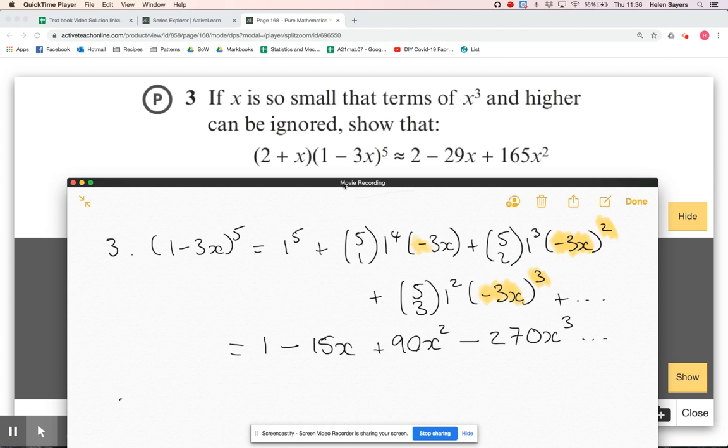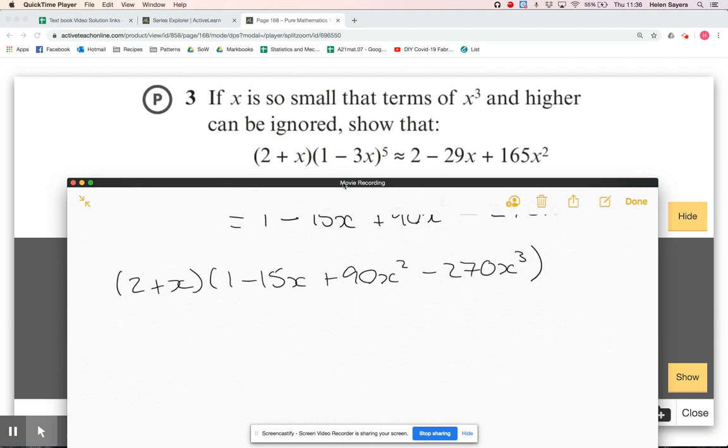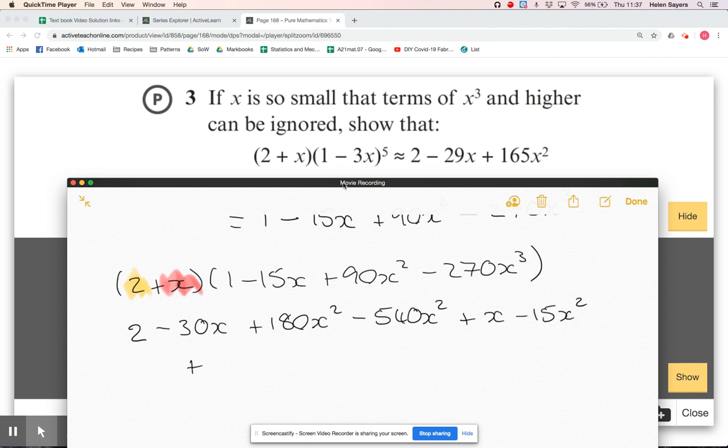So then it really just becomes being careful with algebra. So I then want to multiply that by 2 plus x. So it's 2 plus x times 1 minus 15x plus 90x squared minus 270x cubed. And you can use whatever method you like. You can use the grid method, that's a nice way of keeping it organised. I'm going to just multiply through by the 2. So I'm going to have 1 times 2, minus 15x times 2, plus 90x squared times 2, minus 270x cubed times 2, and then multiply through by the x. So 1 times x, minus 15x times x, 90x squared times x, and 270x cubed times x.